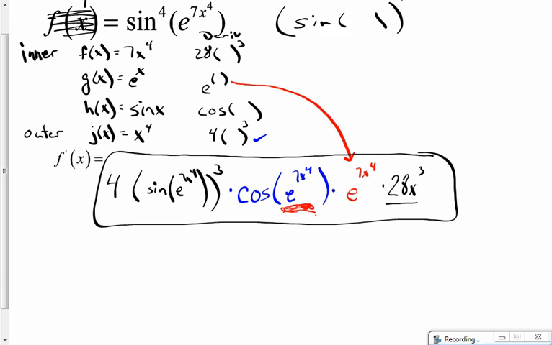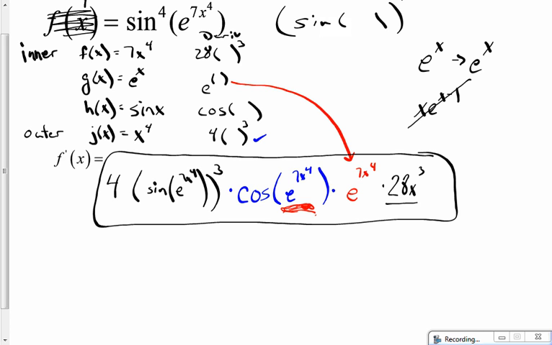Good question. Does the e to the make the coefficient move down? The quick answer is no. If I have e to the something, its derivative is e to the something. It does not follow power rule. It's got its own rule.